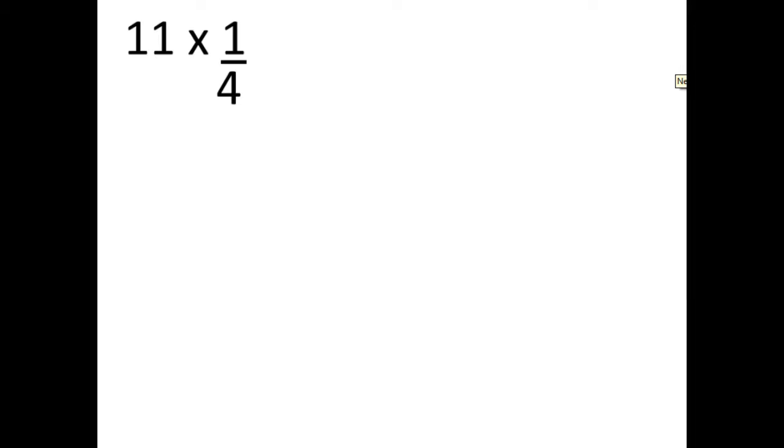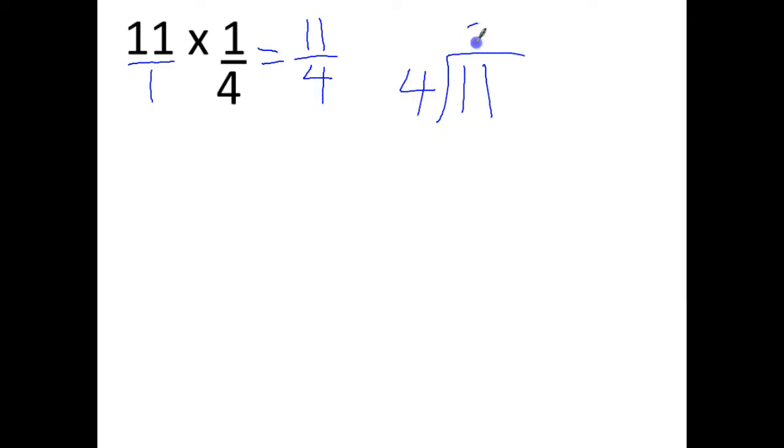Try another one out. I got 11 times 1/4. Step 1, get my 1 in under there. 11 times 1 on top is 11. 1 times 4 on the bottom is 4. So now I'm left with 11 divided by 4. How many 4s in 11? 4, 8, 12. 12 would be too many, so it's going 2 times.